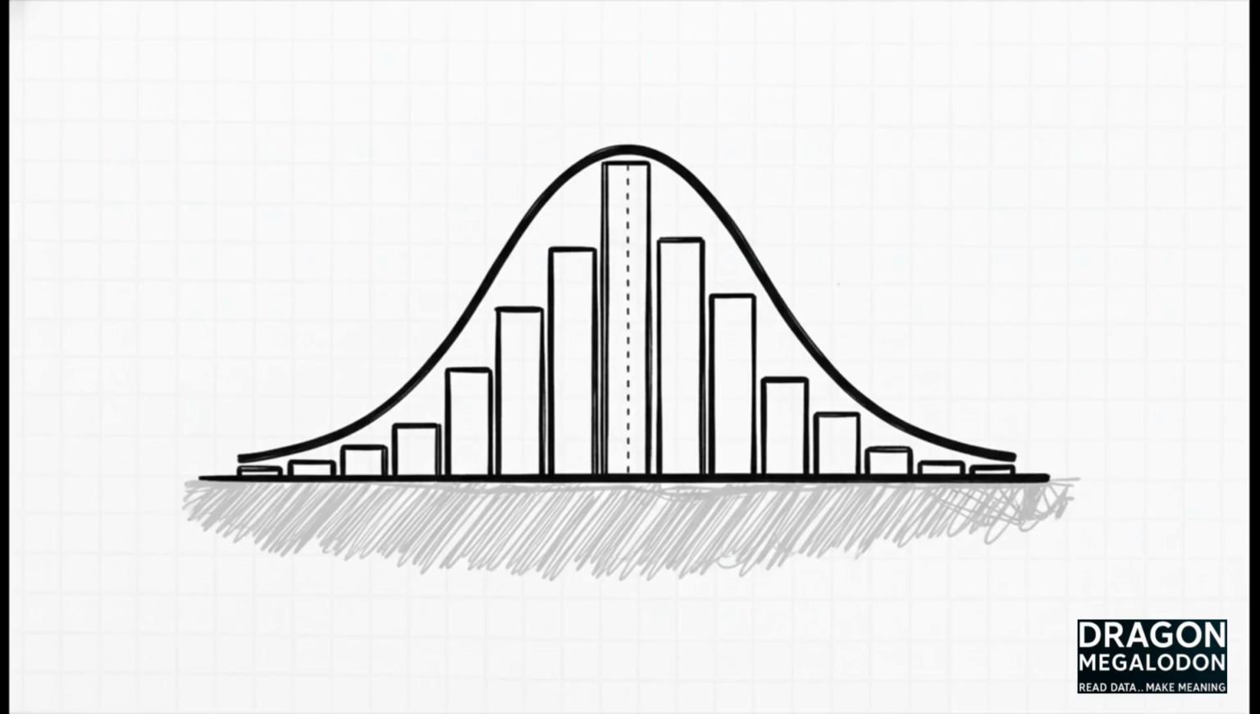First up, the big one. You've definitely heard of this one. It's the famous bell curve, or normal distribution. It's perfectly symmetrical, with most of the data packed right in the middle, and it gently tapers off on both sides. You see this shape absolutely everywhere in nature.